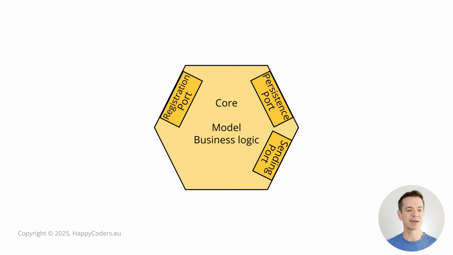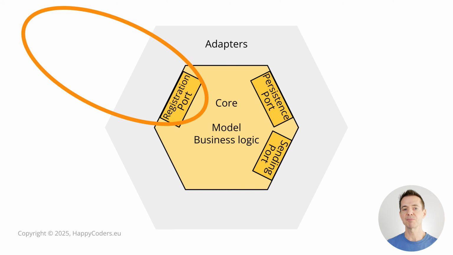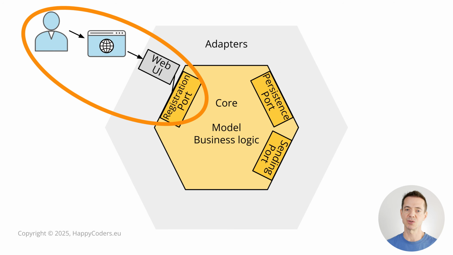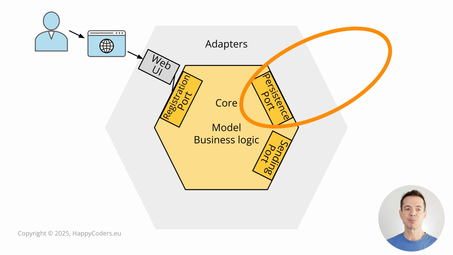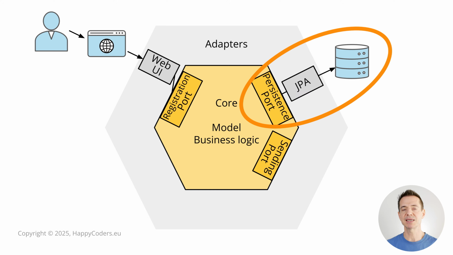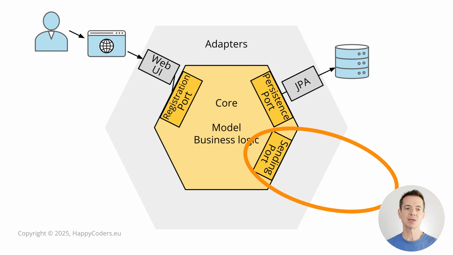To these ports, we can now connect adapters. For the registration, we can implement a website through which users can register via their web browser. We can persist the data in an SQL database. For this, we could implement a JPA adapter, for example, using Hibernate. And for sending the messages, we use our internal company mail server, which we connect via an SMTP adapter.